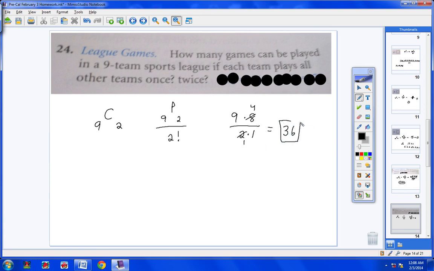Now, if each team plays each team one time, there's going to be 36 games. What if we wanted to double that and each team play each team twice? Well, guys, that's what it says right here. That's just pretty much common sense. It doubles. So if that happens, there's really no need to use combinations and work all that out. If each team played each team once, that's 36 games. If each team played each team twice, that would be 72 games. You just double the 36.